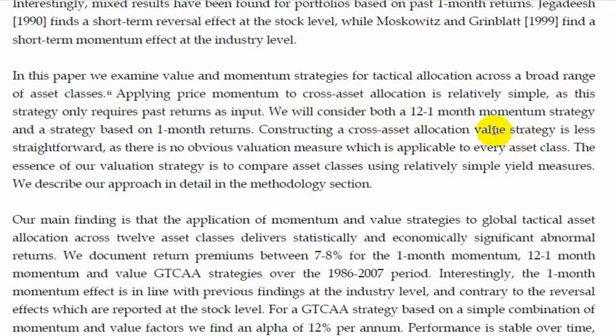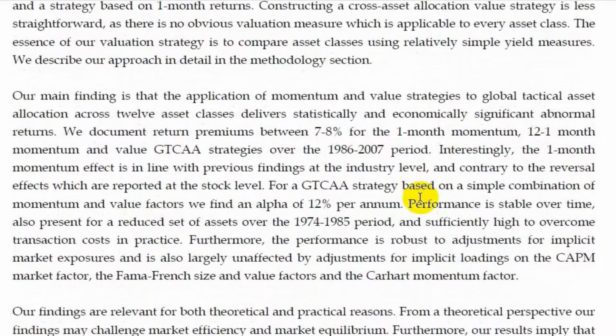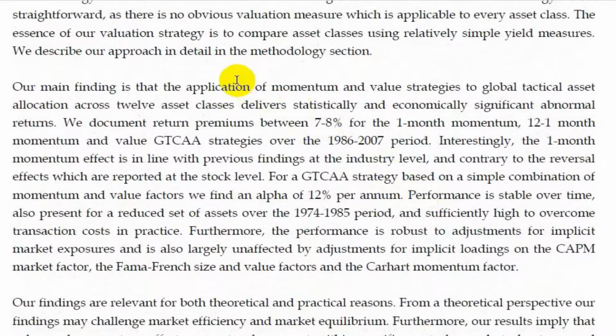And in approaching the value allocation, it looks like they're going to use relatively simple yield measures to rank the value in each of the asset classes. And so what they found in their study is that the application of momentum and value strategies in their tactical asset allocation across 12 asset classes delivers statistically and economically significant abnormal returns.